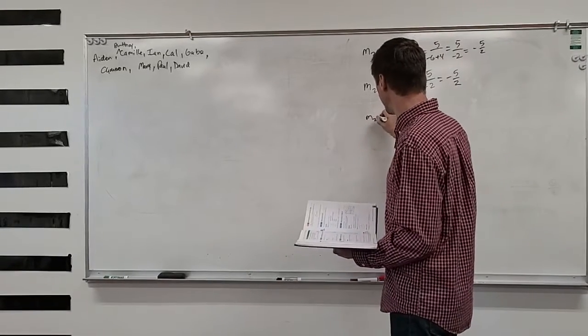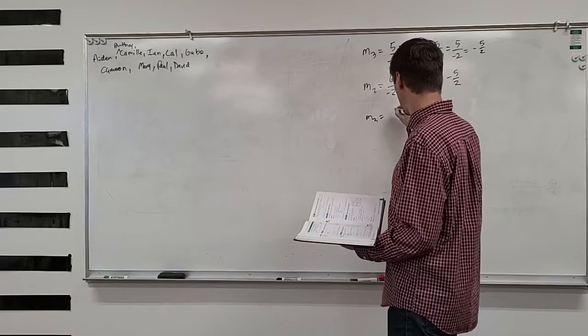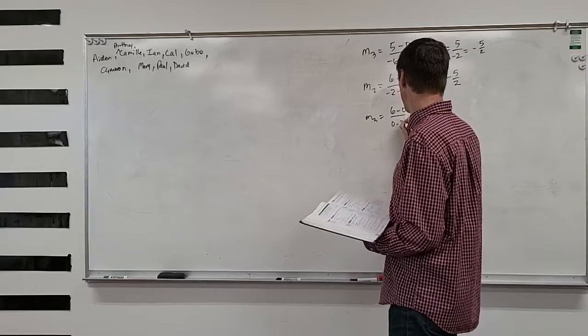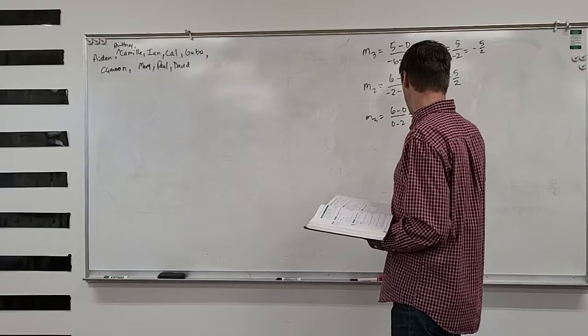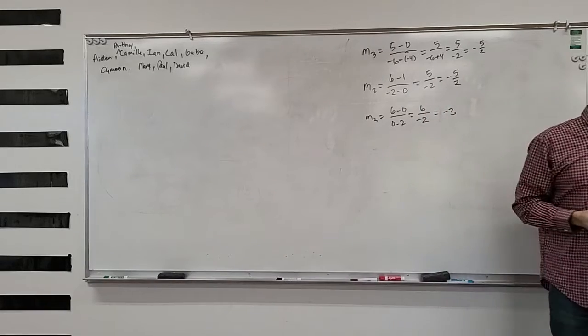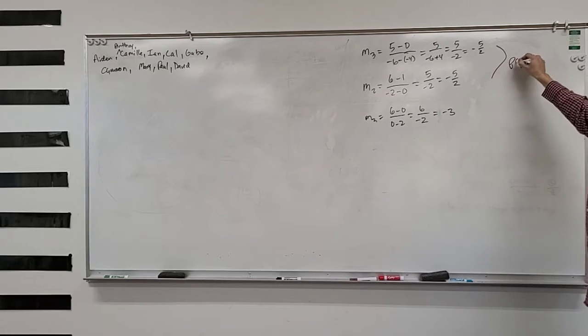So let's do the last one. I'll make sure it makes sense. We're just going to take 6 minus 0 on the top, and 0 minus 2 on the bottom. We do get a negative slope like we expected, but it's 6 over -2, which is -3. So that one is not parallel. Only the first two are parallel lines.